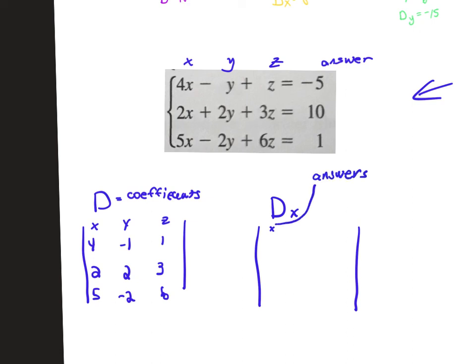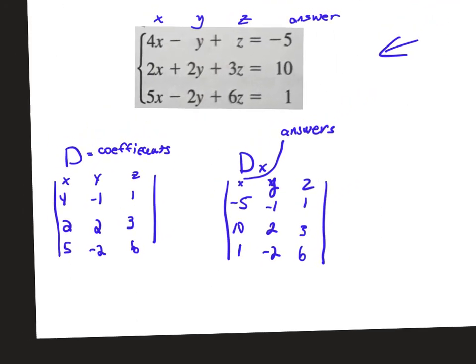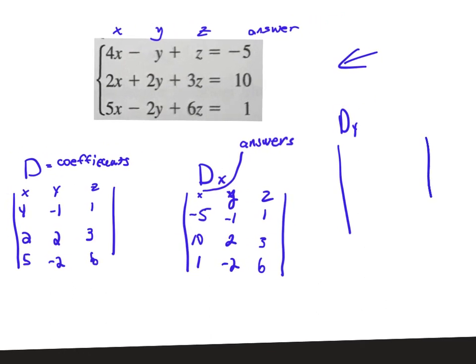Does that make sense to everybody? So I have x, y, and z. Instead of x coefficients, I plug in answers here: negative 5, 10, 1. Then y would be negative 1, 2, negative 2. Then z would be 1, 3, 6. If I'm looking for d sub y, since I'm looking for y, that's where the answers go. So my coefficients of x are 4, 2, 5. Instead of my y coefficients, I put the answers, negative 5, 10, and 1. And then the z column would be 1, 3, 6.